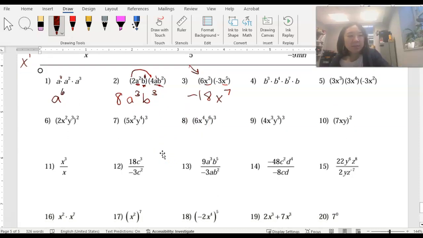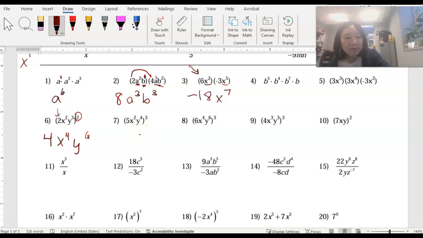Let's take a look at number 6. Number 6, now I'm raising everything to the 2nd power. This includes this first number here. So this is 2 squared, which is 4. X squared to the 2nd power is x to the 4th power, because 2 times 2. And then y cubed raised to the 2nd power is y to the 6th power. Now I am multiplying my exponents because we are raising it to an additional power.